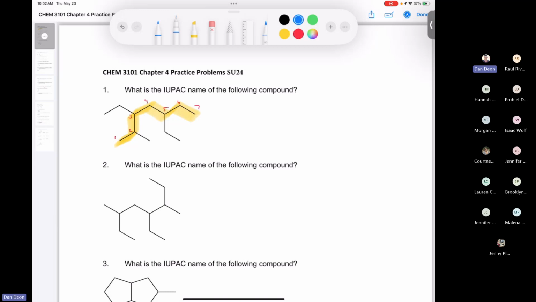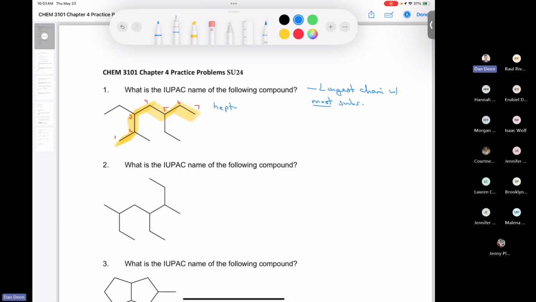Now notice, if you had started numbering here, 1, 2, 3, sorry, you would not get the same answer, because in that case you'd have 2 substituents, whereas the way I've done it, you have 1, 2, 3 substituents. And remember, we want to maximize the number of substituents. So remember, longest chain with most substituents.